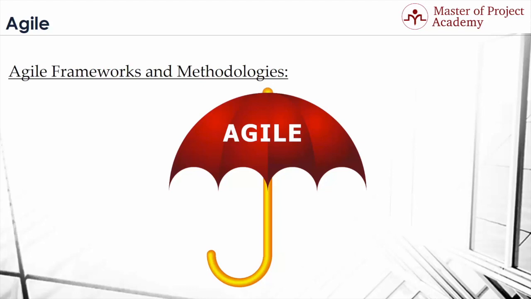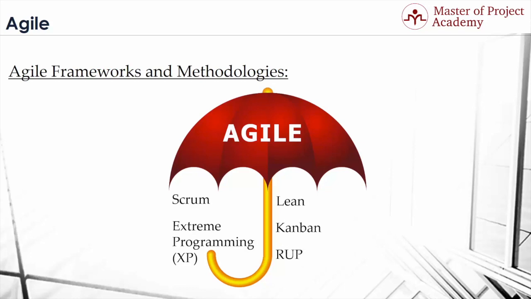However, Scrum is the most popular and the most used Agile framework in the world. The most popular and known Agile methodologies and frameworks are the Scrum Framework, Extreme Programming, which is abbreviated as XP, Lean, Kanban, Rational Unified Process, which is abbreviated as RUP, Crystal, Dynamic Systems Development Method, which is abbreviated as DSDM, and Feature-Driven Development, which is abbreviated as FDD.